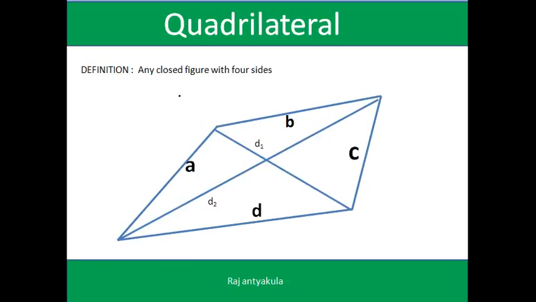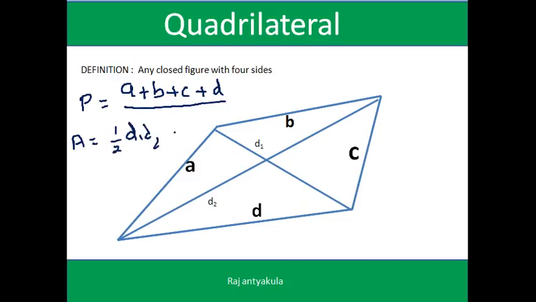Once again I am repeating what is a quadrilateral. Any closed figure with 4 sides we call it as a quadrilateral. What is perimeter of a quadrilateral? Perimeter is nothing but adding outer dimensions. Here according to this figure, perimeter is A plus B plus C plus D. What is area of a quadrilateral? Area of a quadrilateral equals half D1 D2 sine theta. D1 and D2 are 2 diagonals and theta is the angle between them.